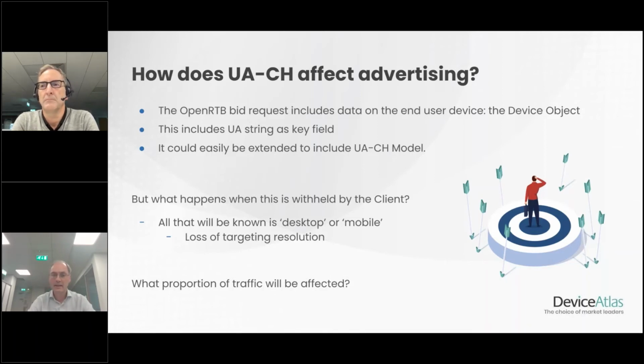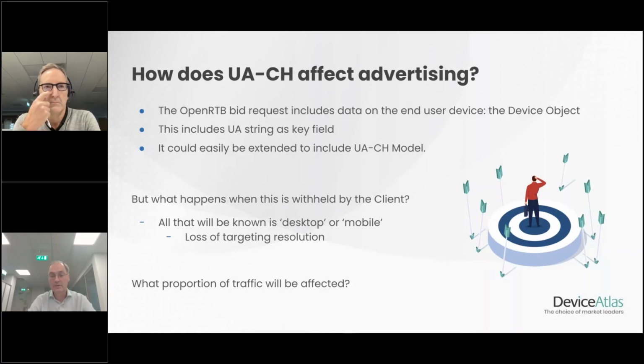So in the event that the data is not available, all the advertiser or DSP will know is that it's either desktop or mobile. That means you've got a loss of targeting resolution. In effect, you can't target by device. So that results in less granular targeting and actually impacts the value, which I'll come to in a second.